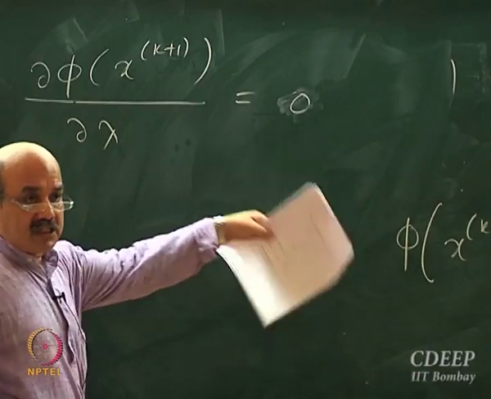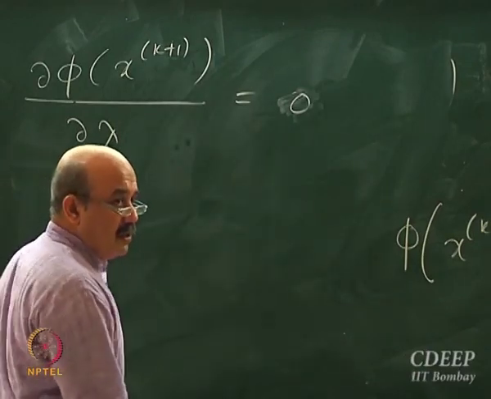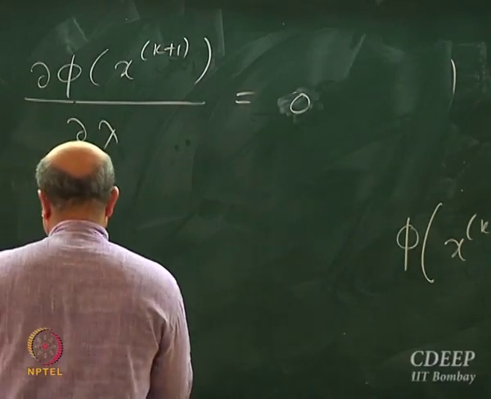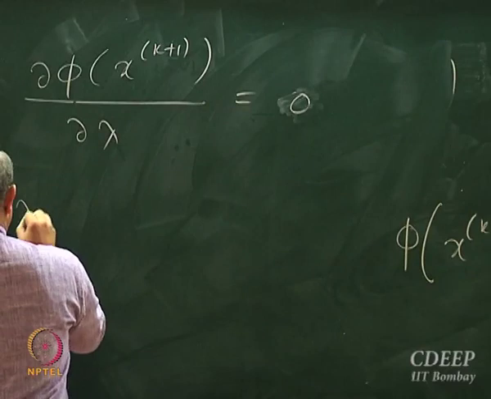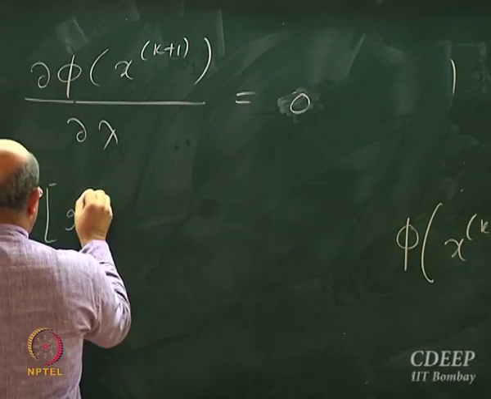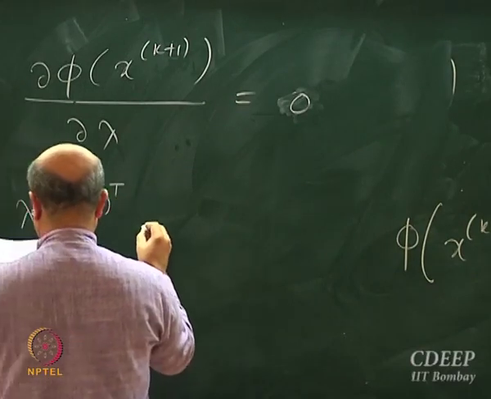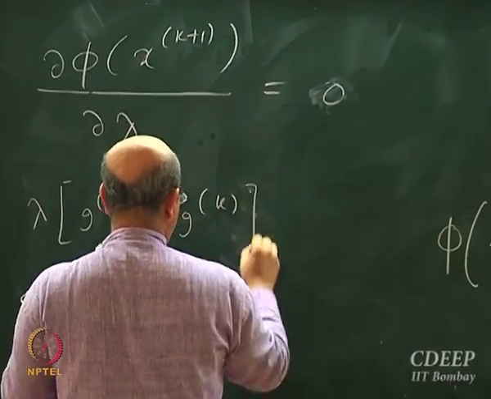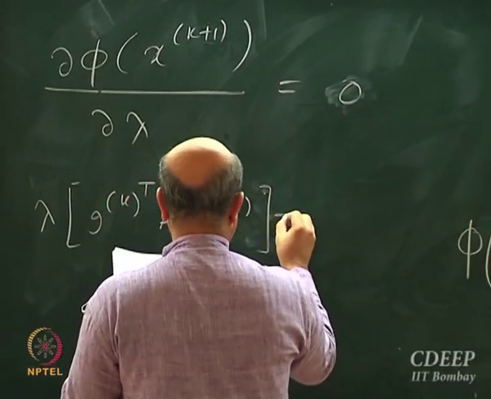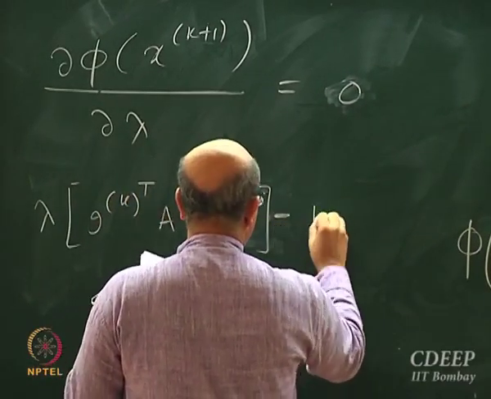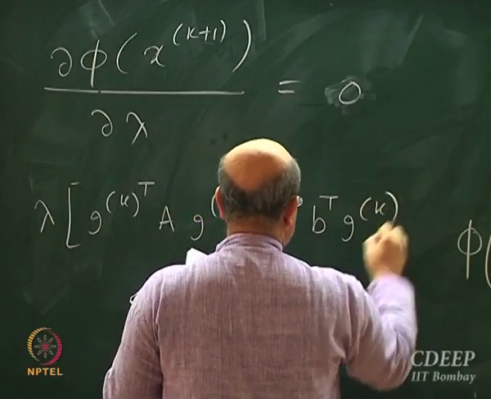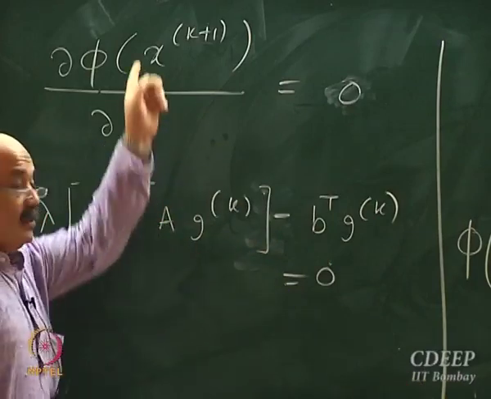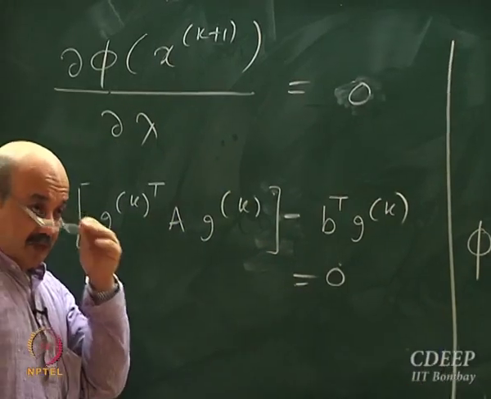What I expect is, if you do this scalar optimization problem, you should get an equation. Just check this. You should get an equation of the type lambda into gk transpose A gk minus b transpose gk equal to 0. You will get an equation of this type. Just check.